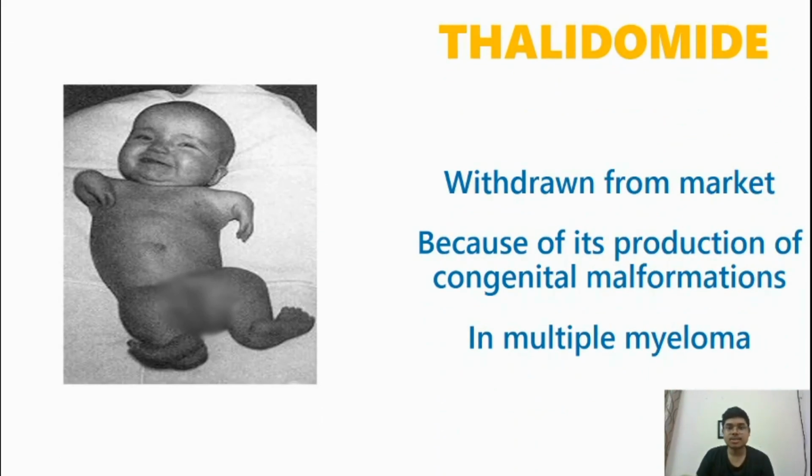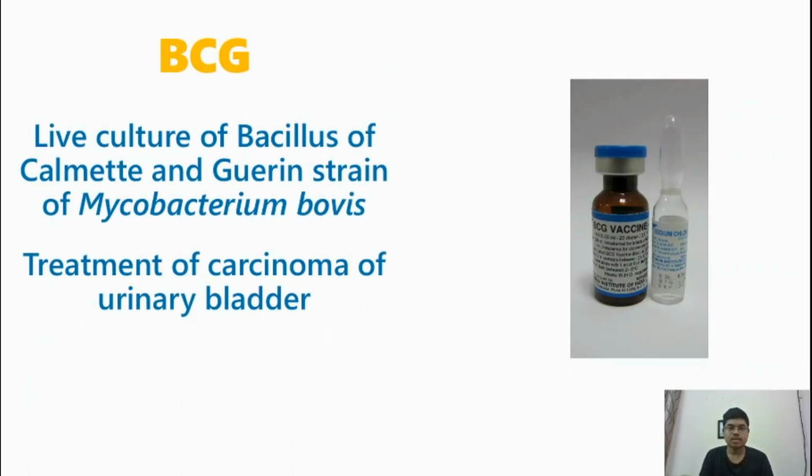Thalidomide was synthesized in Germany from glutamic acid. It was withdrawn from the market because of its production of congenital malformations. There was a worldwide tragedy in the late 50s because of this, and it was used in multiple myeloma. BCG is a live attenuated culture of the Bacillus of Calmette and Guerin strain of Mycobacterium bovis. It is indicated for prophylaxis and treatment of carcinoma of the urinary bladder.